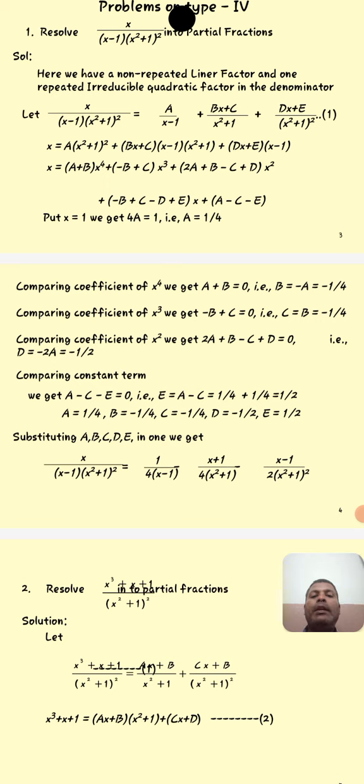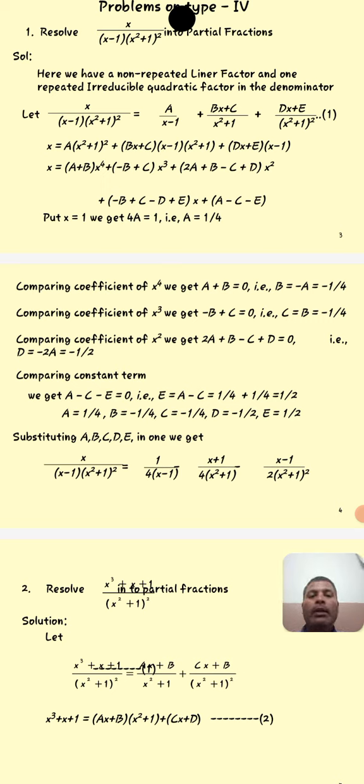Comparing the coefficient of x cube, we get minus b plus c is equal to 0, that is c is equal to b. We know that what is the b value? Minus 1 by 4, the same minus 1 by 4. Now comparing the coefficient of x square.